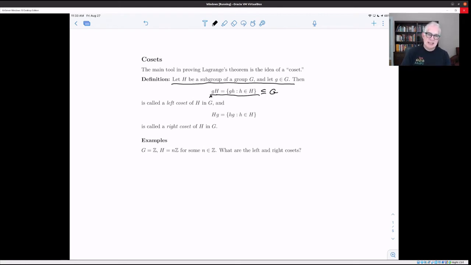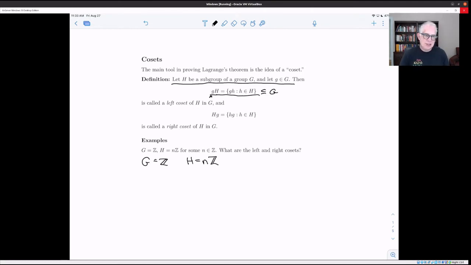So let's look at some examples so we get a feel for what these things are. Let's start with a simple example where the group is abelian, but infinite. So our group here is the integers, and our subgroup H is a multiple of the integers. Remember that the integers are a cyclic group, and so the subgroups of a cyclic group are generated by choosing an element of the group and taking all of its multiples. So here we're taking n, where n is some integer, and taking all of its multiples. So what are the left and right cosets?